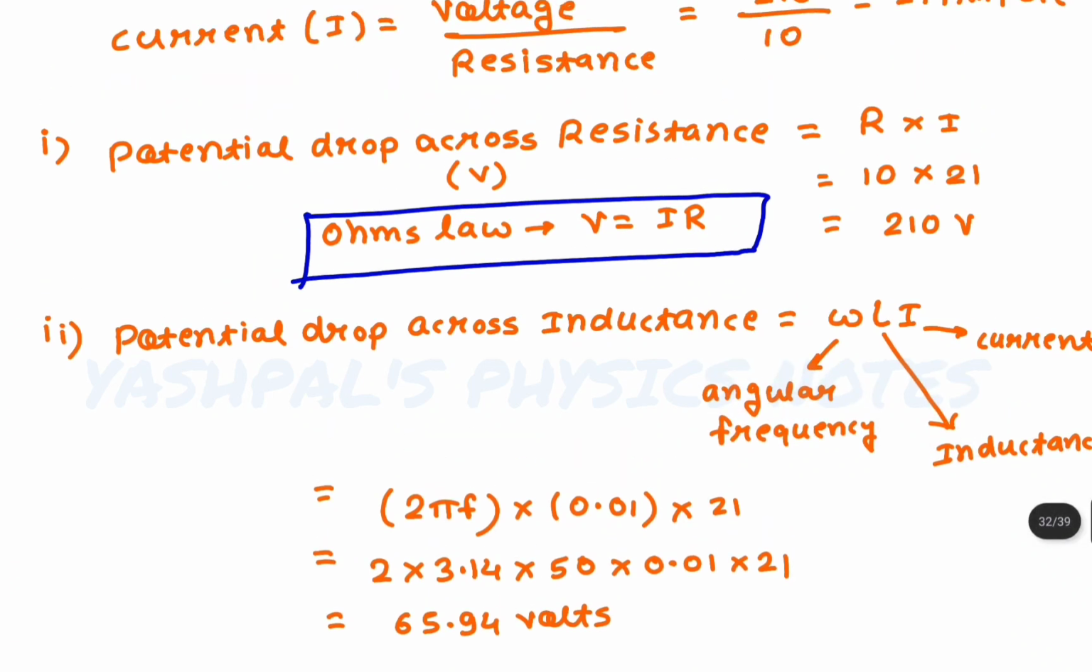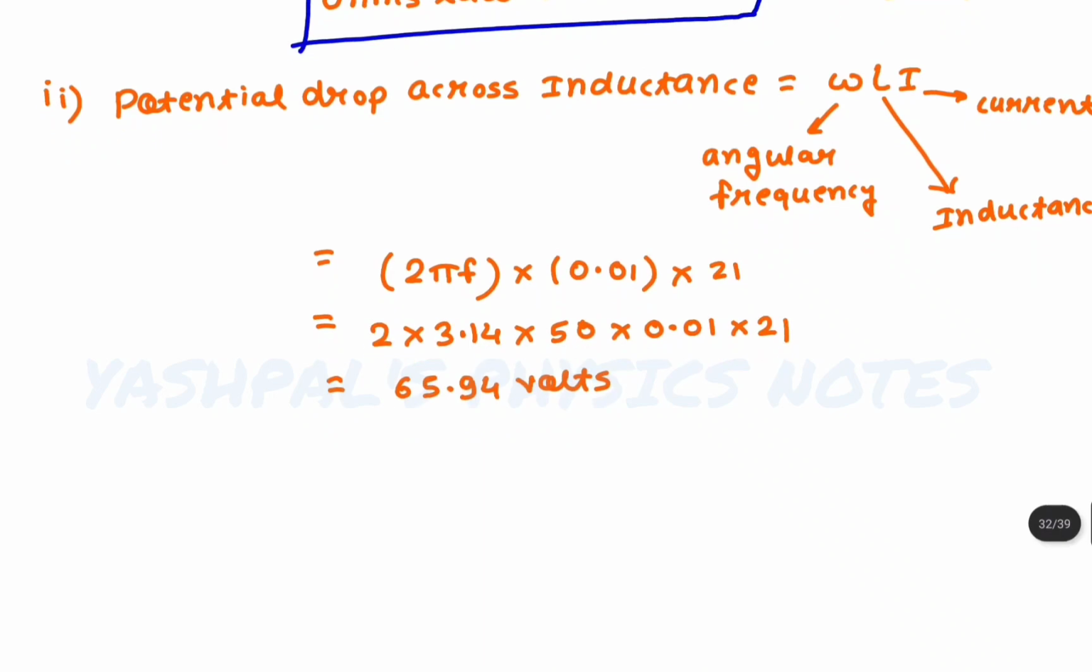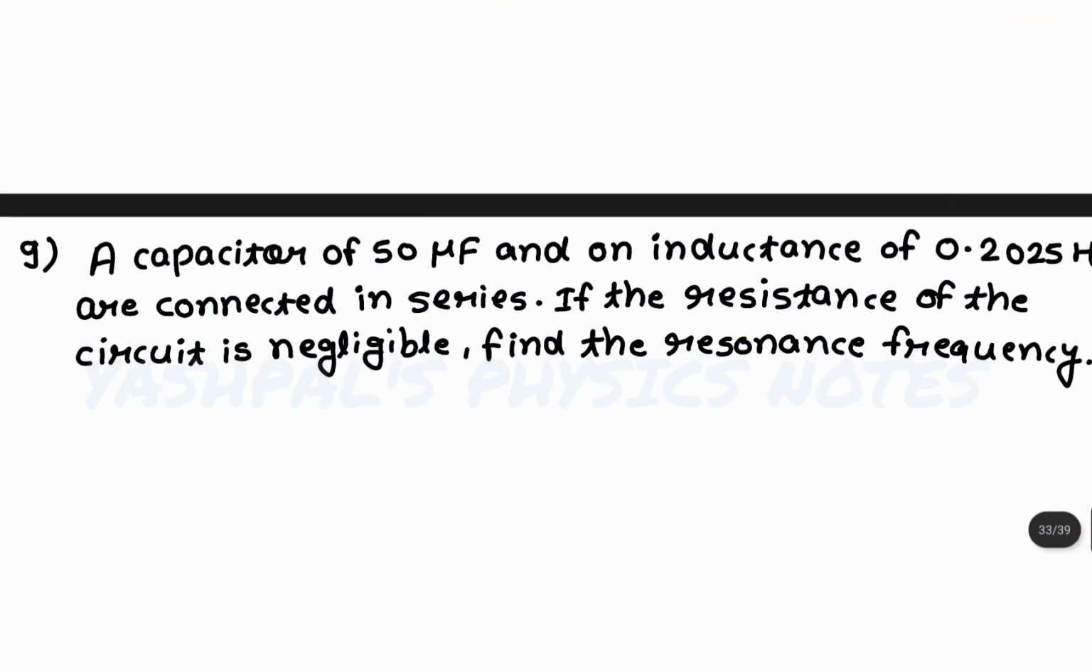Here also we found the potential drop across resistance as 210 volts. I have written the symbol V here, and 65.94 volts. Let's move towards the next question.